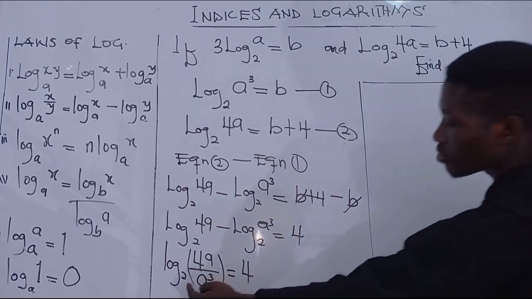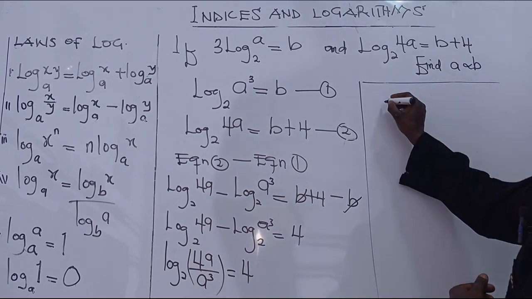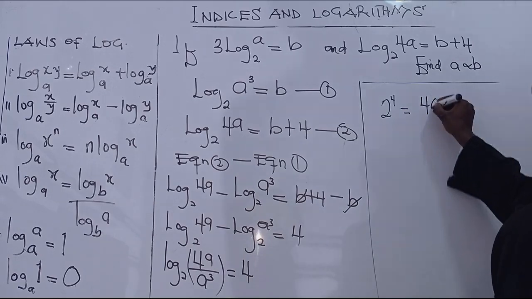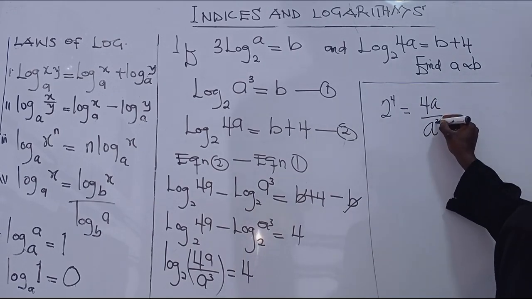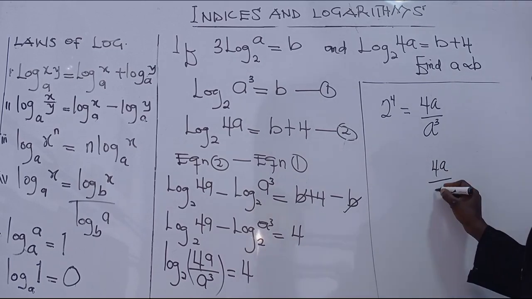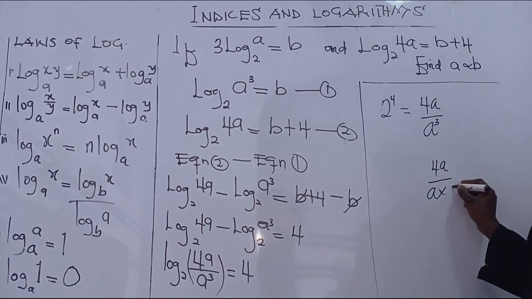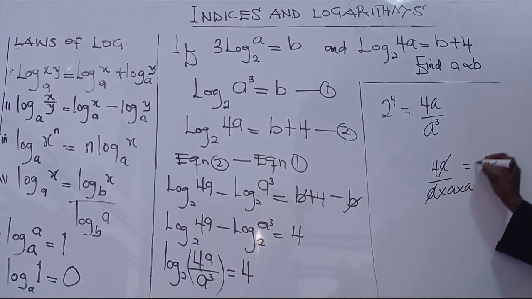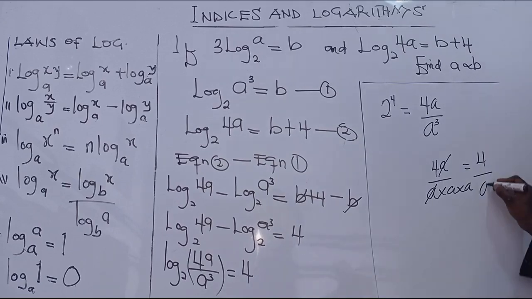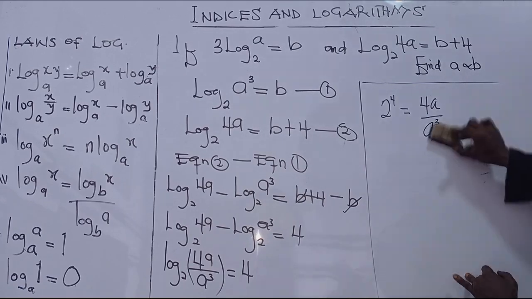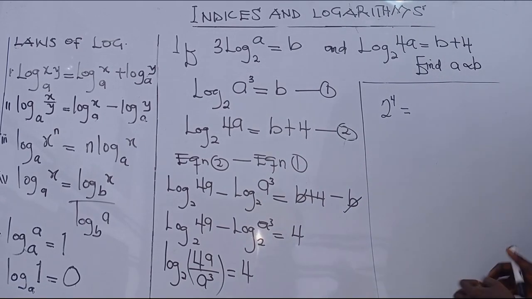Now once we have this, we can convert this into an exponential equation. So from here we have 2 raised to the power 4 is equal to 4a all over a raised to the power 3. Now this 4a all over a raised to the power 3 can be written with a times a times a. So this a will cancel this a, we are left with 4 all over a raised to the power 2.